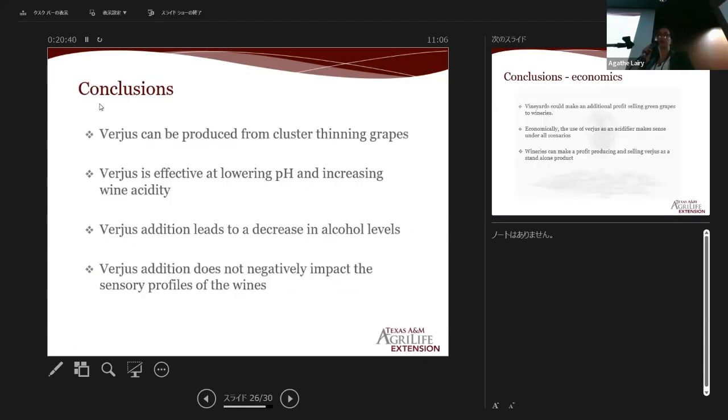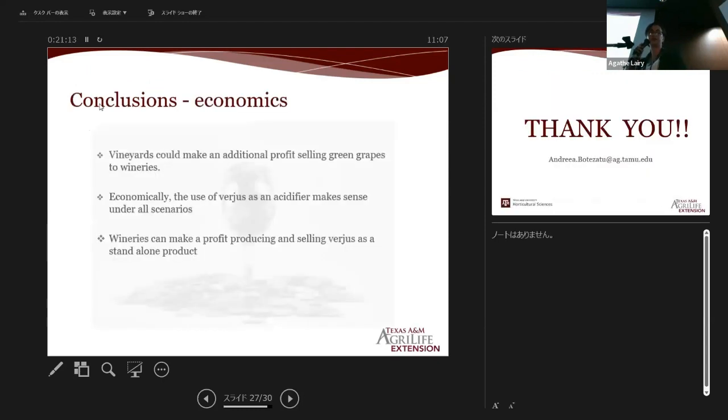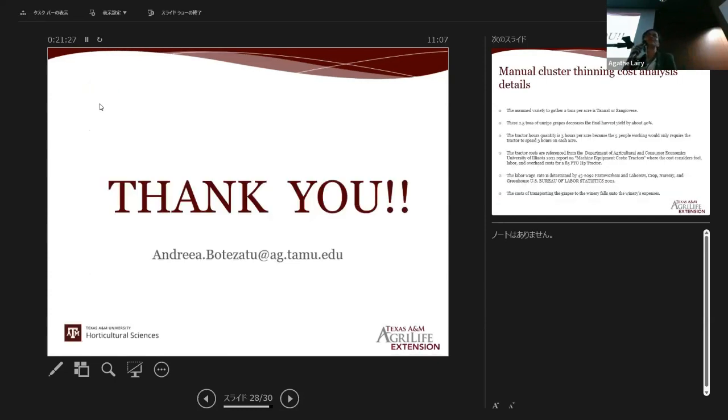And the conclusions are that yes, verjus can be produced from cluster thinning grapes, that it is effective at lowering pH and increasing wine acidity, and that it leads to a decrease in alcohol levels in wine. That can be a positive because we're seeing such increases in sugar concentration with the warming up of the climate in general. Higher alcohol levels, as we all know, are not necessarily better. So sometimes a decrease in alcohol can be a positive, and this is what verjus does. And it does not negatively impact the sensory profile of the wine. From an economic perspective, we saw that it made sense from all approaches, be it a vineyard, winery, or vineyard and winery; you can make a profit. And that concludes my presentation. Thank you very much.